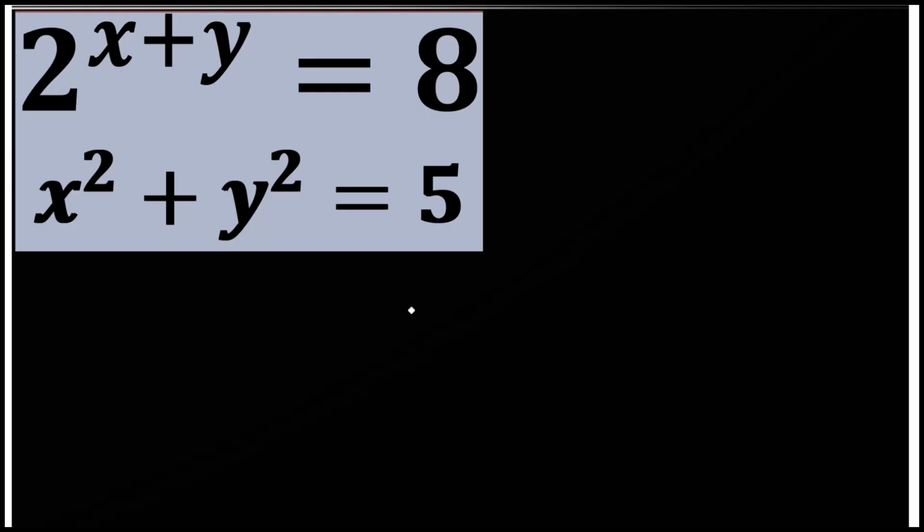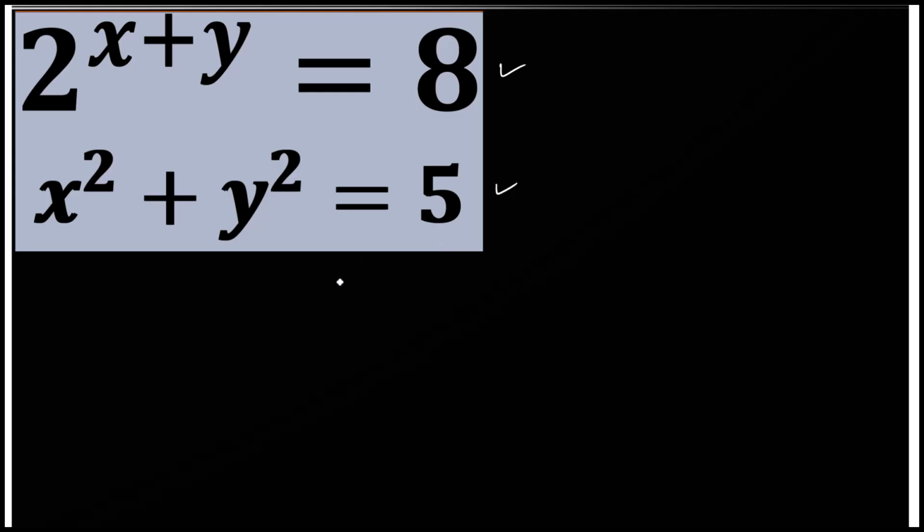Let's solve for x and y. Okay, from here, now we have 2 exponent x plus y equals 8 and x squared plus y squared equals 5.